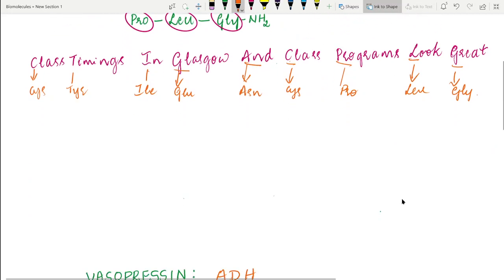Now we will know the functions of oxytocin. What are the functions of oxytocin? Oxytocin is a peptide hormone secreted by the posterior lobe of the pituitary gland. This hormone is known for the contraction of the smooth muscles, especially in three different conditions. The first condition is in lactating mothers.